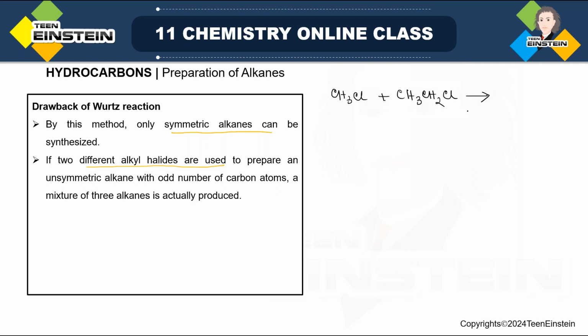Now the question is here, all the three possibilities are there. Methyl can connect with another methyl, that is the R group of another CH3Cl. So in that case, you will get this. Or CH3 can connect with this one. Now this is our desired product.